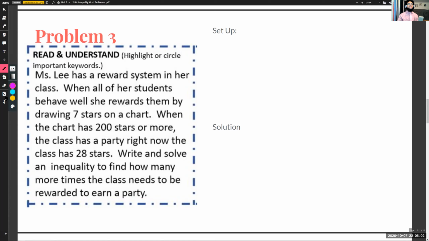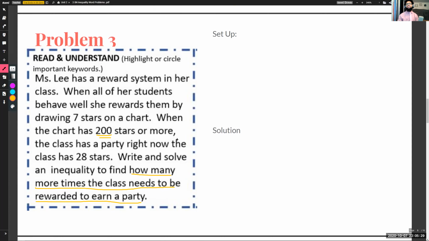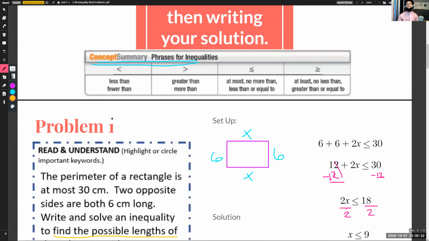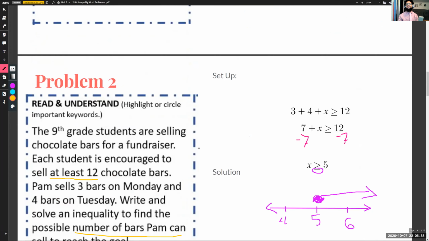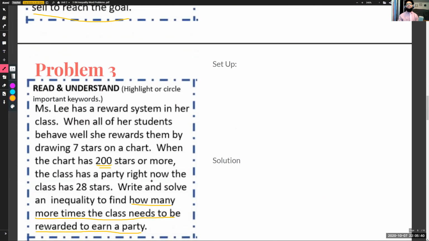So we are looking for how many more times the class needs to be rewarded to earn a party. That's our goal. And we're starting with seeing that they need to get up to 200 stars or more. The minimum that they can get is 200. If they get over that, that's great. But they have to get at the very least, at least 200 stars. So let's look up above. And at least is one of our things. So we're going to be using that one.